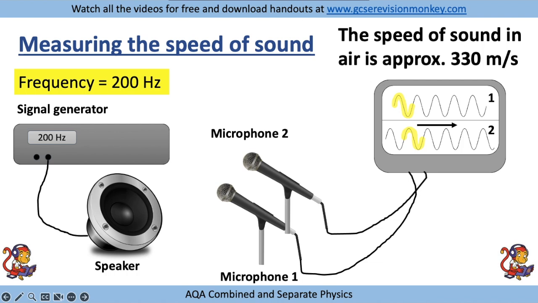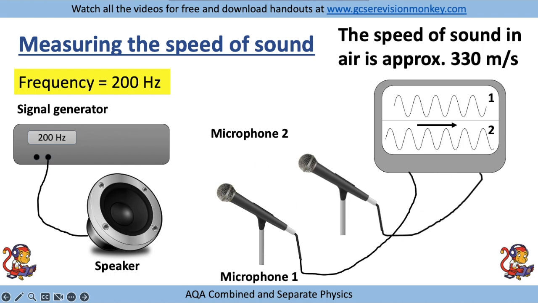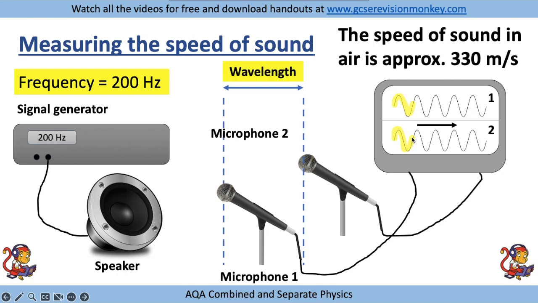But then, if you move microphone 2 back a little bit more, you'll eventually get to the point where you have identical wave fronts again. And as you can see here, both of these traces are in exactly the same positions again. And when you do that, you can work out the wavelength of the sound wave generated by the speaker, because that is the distance between the two microphones. And you would measure that with a ruler and record that distance, for example 1.65.